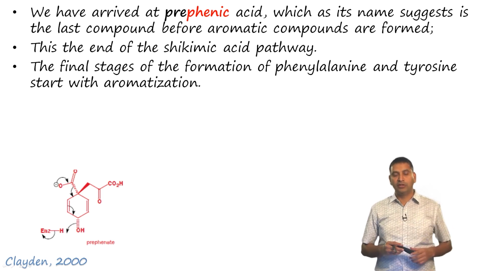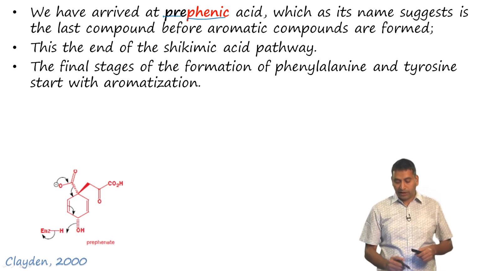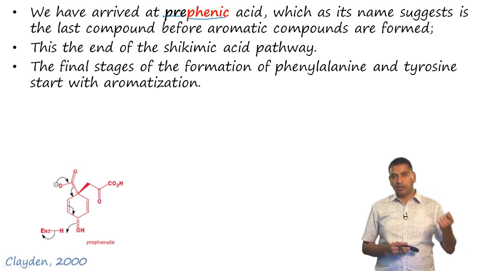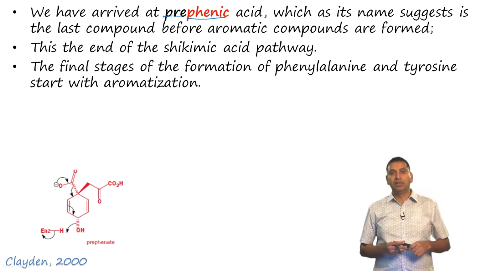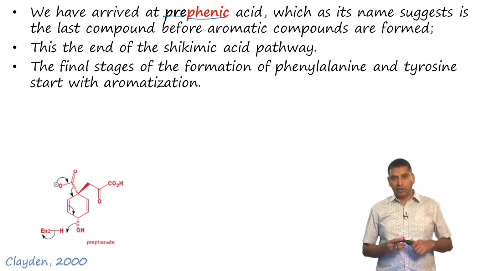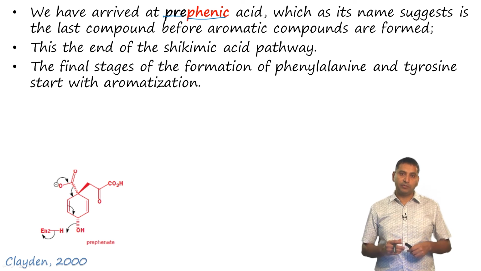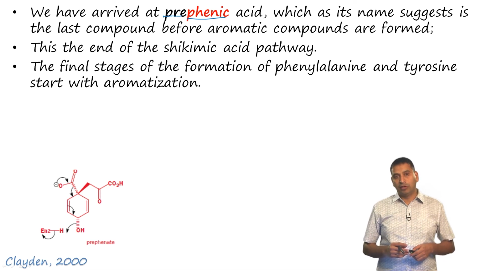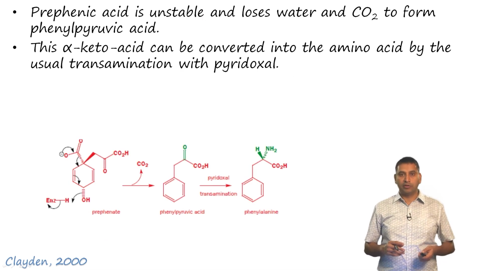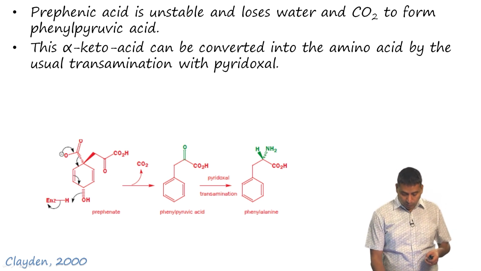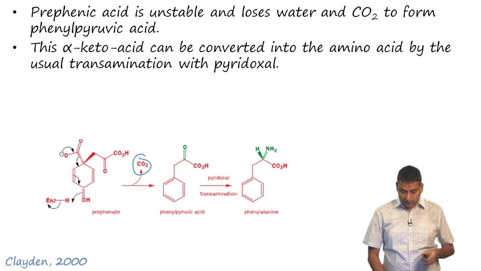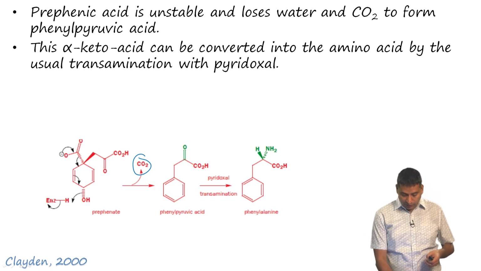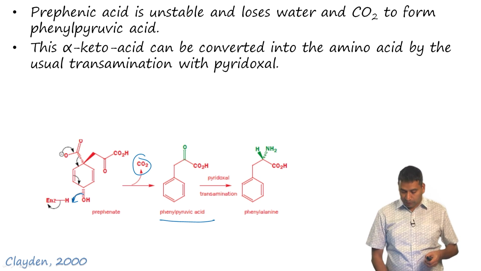So, in this whole process, we have arrived at prephenic acid, which as its name suggests is the last compound before the aromatic compounds are formed. So, this is the end of the shikimic acid pathway, and the final stages of formation of phenylalanine and tyrosine start with aromatization. So, aromatization occurs by a decarboxylation followed by pushing of electrons to kick out hydroxide ion. So, the way this would occur is that you can imagine that CO2 would be lost from this carboxylate ion, and then this pushes electrons in this manner to give you phenylpyruvic acid.